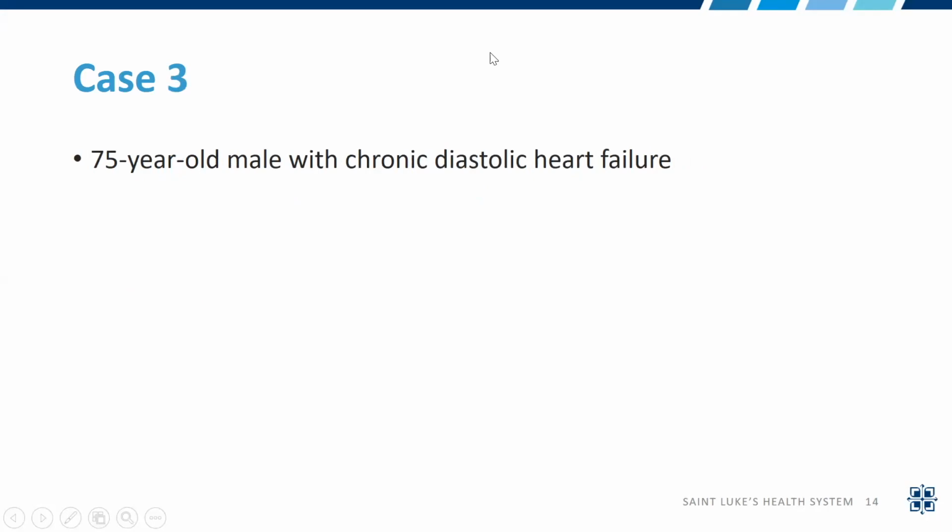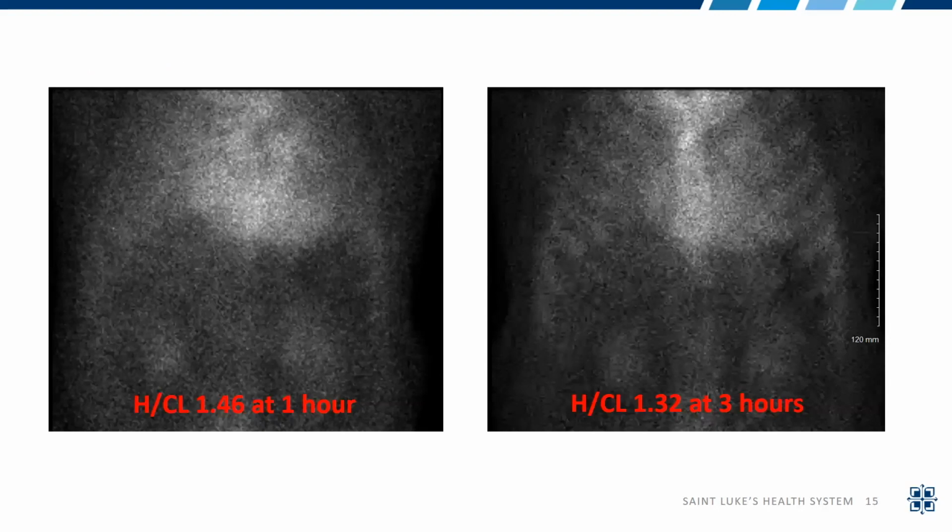So our third case here, this is a 75-year-old male with chronic diastolic heart failure. On this study, we did 1 hour and 3 hour images. So on the left is the 1 hour image, on the right is the 3 hour image. And without me even labeling that, you should be able to tell. On the right 3 hour image, you see more clear delineation of the ribs coming around on both sides. You see the sternum a lot better.